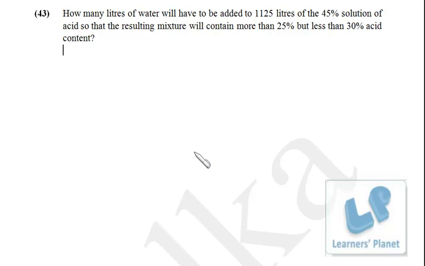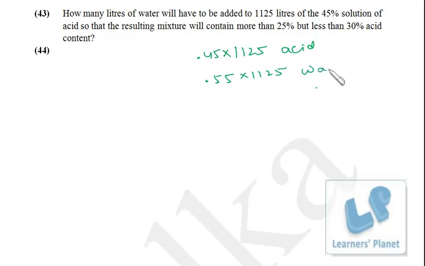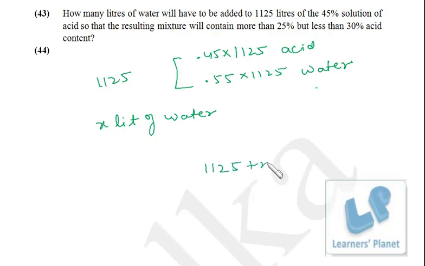In 1125 liters, 0.45 of 1125 is acid, and 0.55 of 1125 is water, right? And total quantity is 1125. Now suppose you are adding x liters of water, right? So total quantity will be what? 1125 plus x liters, and the quantity of acid will remain same because you are not adding acid.